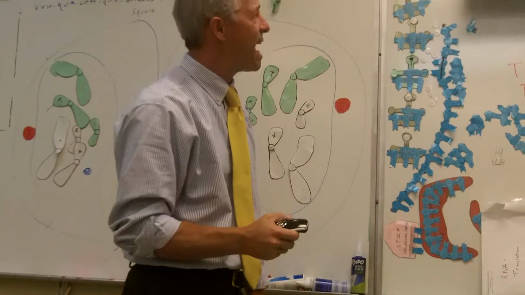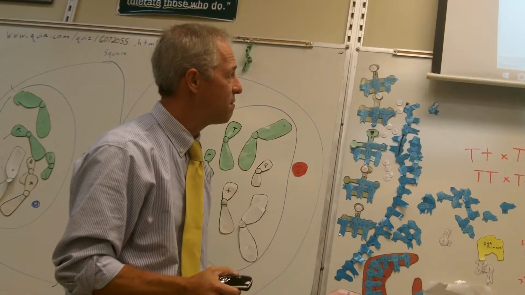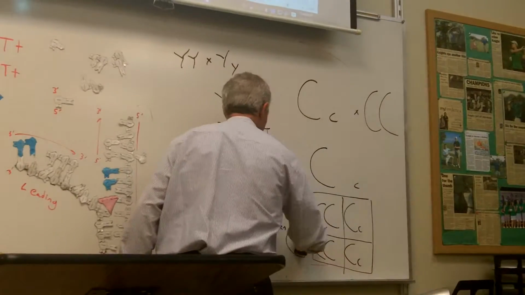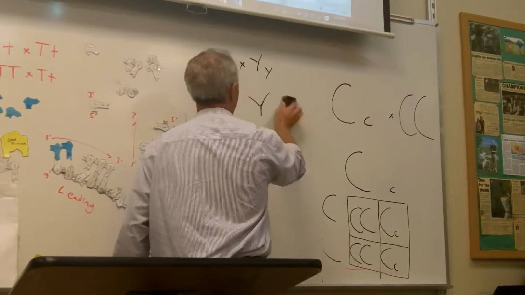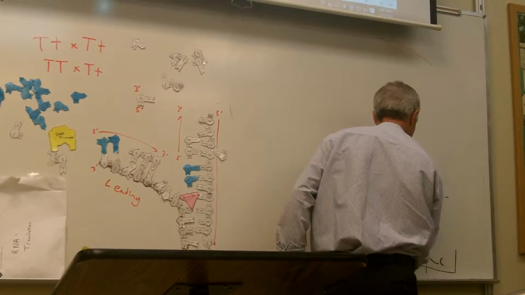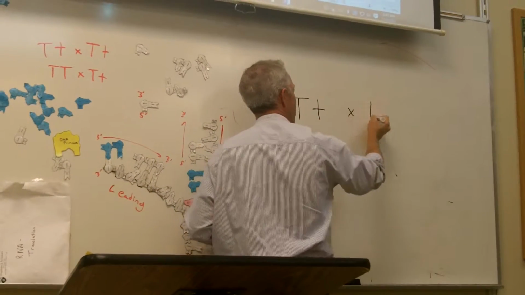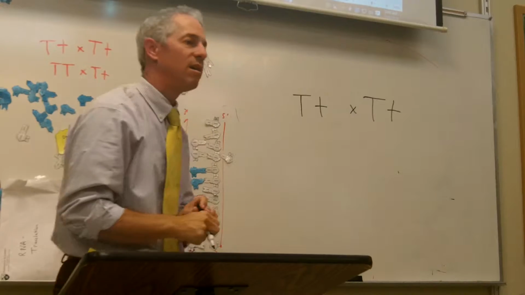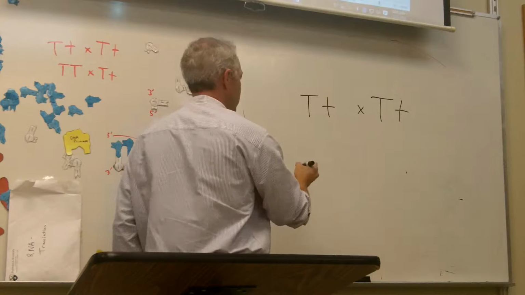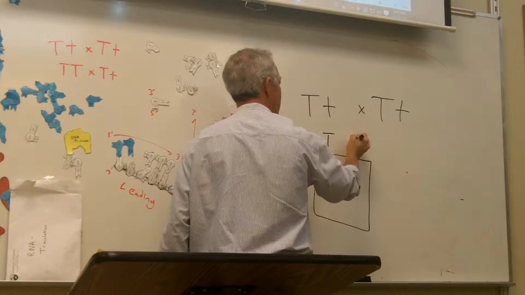Two carriers for Tay-Sachs disease get married. Tay-Sachs disease is a recessive disorder. So what's the genotype of the two carriers? Big T, little t. You have a big T, little t crossed with a big T, little t. Y'all know how to do that one? Those are your two carriers for Tay-Sachs.